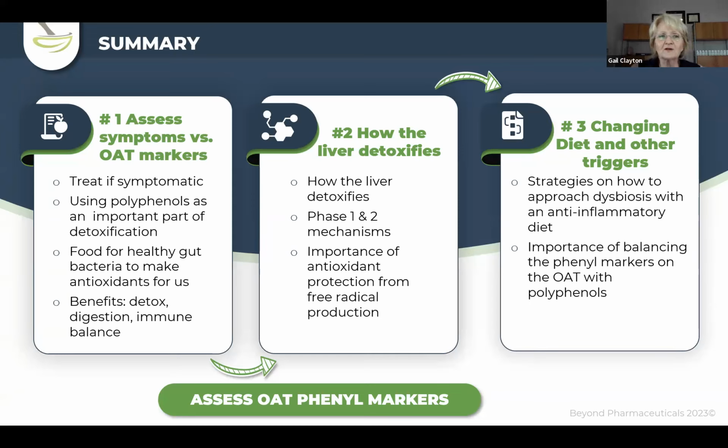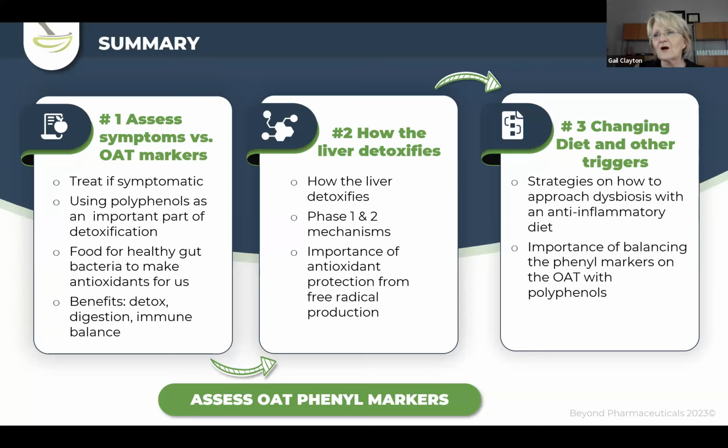Okay, so also remember, you want to use a lot of polyphenols in your detoxification food, because they're food for the healthy gut bacteria. They benefit detox, digestion, and immune balance. And it's really important to understand how the liver detoxifies and the phase 1 and phase 2 mechanisms that we went through in this lecture today, and the importance of antioxidant protection from those free radical intermediates. And then you want to include some strategies. You want to know how to approach dysbiosis with the anti-inflammatory diet.